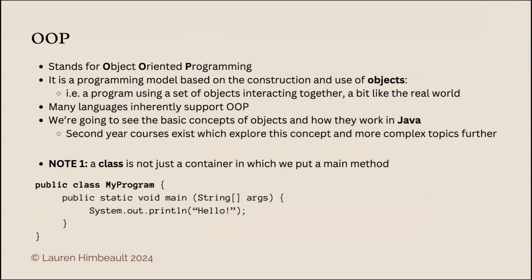OOP stands for Object-Oriented Programming. It's a type of programming model that's based on the construction and the use of these things called objects. A program uses a set of objects for interacting together, a little bit like the real world, just like how you're probably sitting on a chair in front of a desk and your computer is on that desk. Each of those things could be considered an object, and they're all working together to allow you to watch this video. Lots of different programming languages inherently support object-oriented programming.